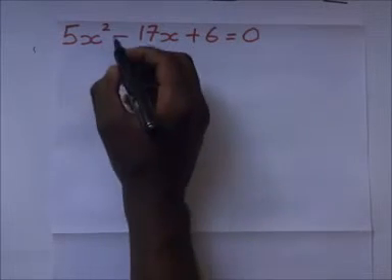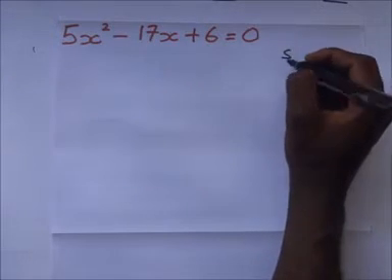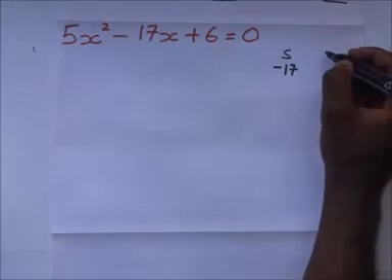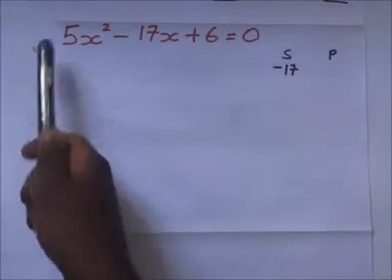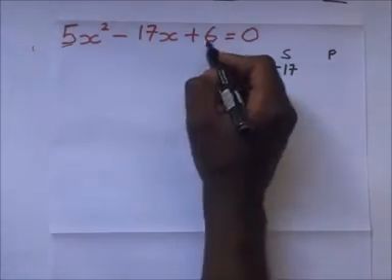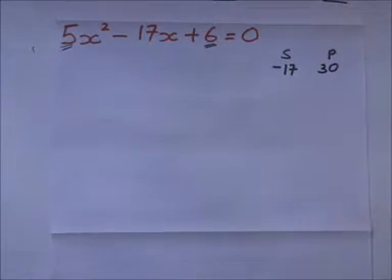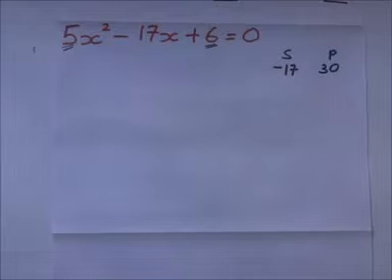Those two numbers are supposed to give us a sum of negative 17. That is, when we add those two numbers, we're supposed to get a sum of negative 17. And when we multiply those two numbers, they're supposed to give us a product of 6 times 5. And we know that 6 times 5 gives us 30. So where are those two numbers going to come from? Again, those two numbers are going to come from the factors of 30. So let's evaluate the factors of 30.